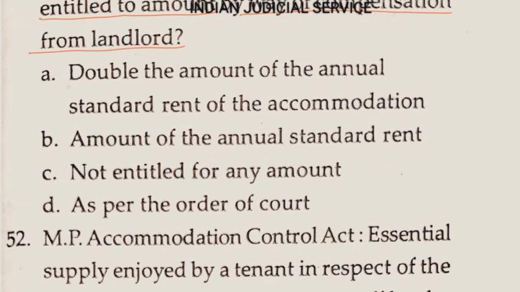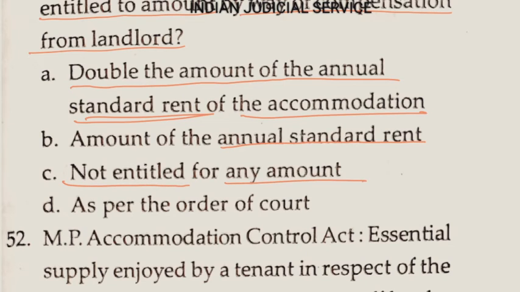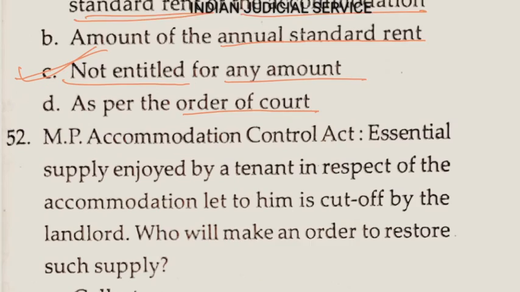Option A here, double the amount of the annual standard rent of the accommodation. Option B here, amount of the annual standard rent. Option C here, not entitled for any amount. And option D here, as per the order of court. So clearly answer here option C, not entitled for any amount.